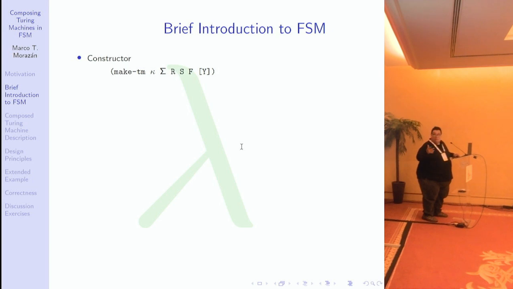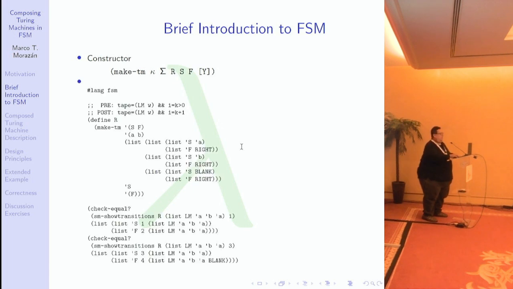To build a Turing machine, we have a constructor, and every Turing machine has 5 things: a set of states, an input alphabet, a set of transition rules, a starting state, a set of final states, and, if the machine is designed to decide or semi-decide a language, the accepting state, which is optional because not all Turing machines decide a language.